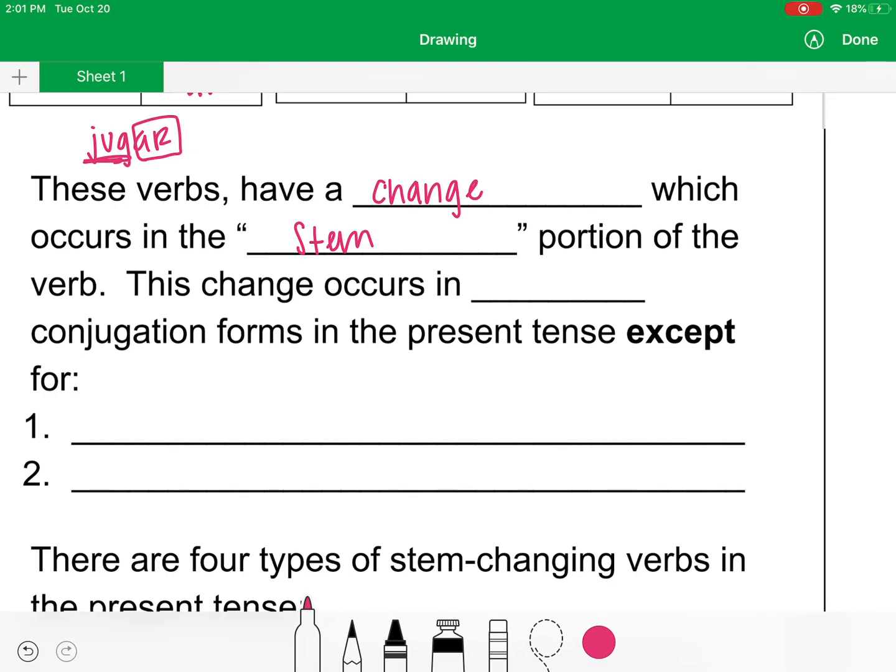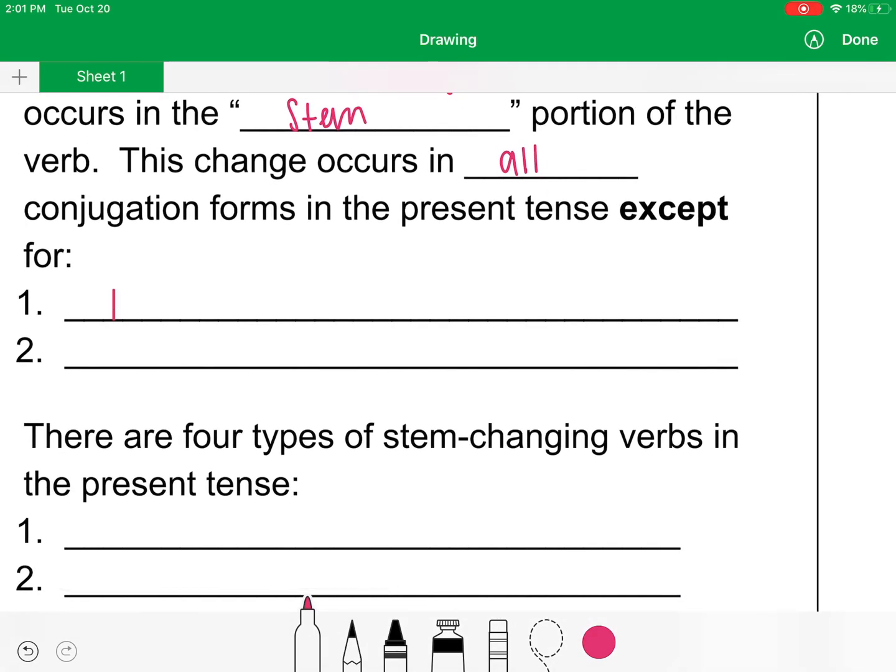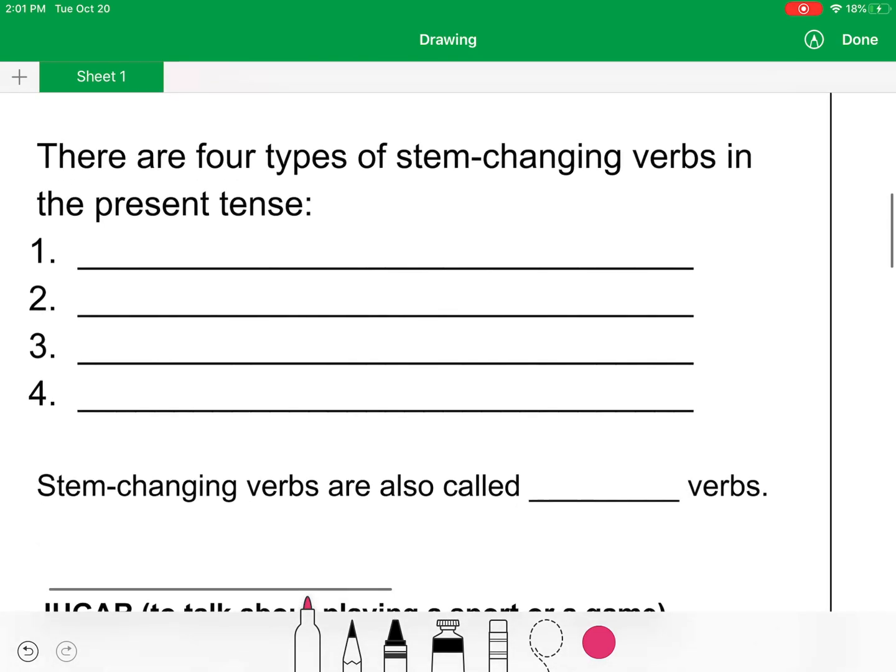So this change occurs in all conjugation forms in the present tense, except for nosotros and vosotros. Okay, those stems will not change. They'll just stay the same. Okay, there are four types of stem changing verbs. We've got E to IE, E to I, O to UE, and U to UE. Okay, so those are the four types.